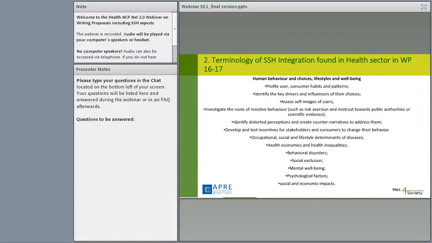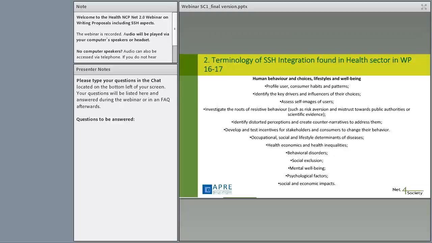Here you can find a piece of terminology, in general taken from the work program 2016-2017 for the health sector. This is like a vademecum for you that you can use to read or reanalyze the topics that are interesting for you. And you can use this terminology to help you in identifying if the topic is relevant for you for SSH or not.